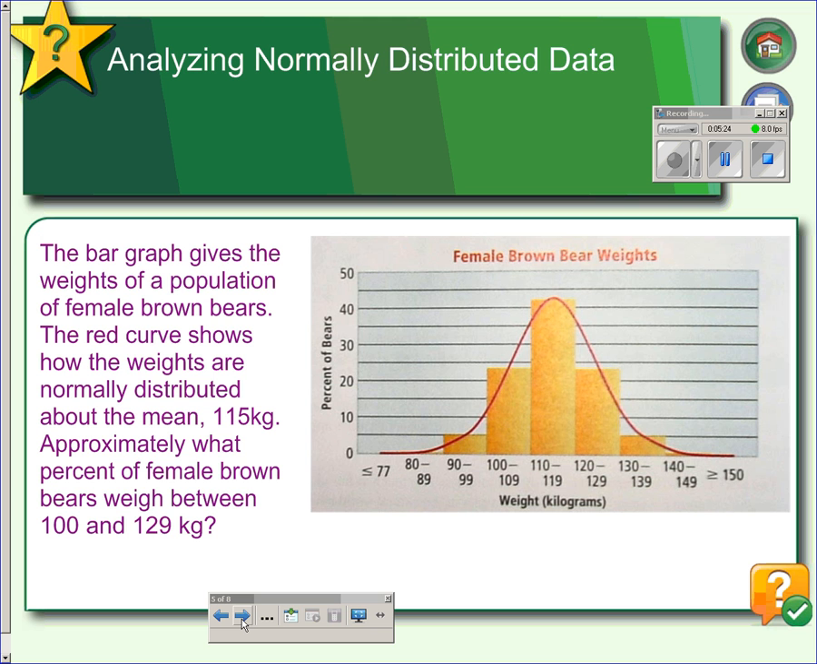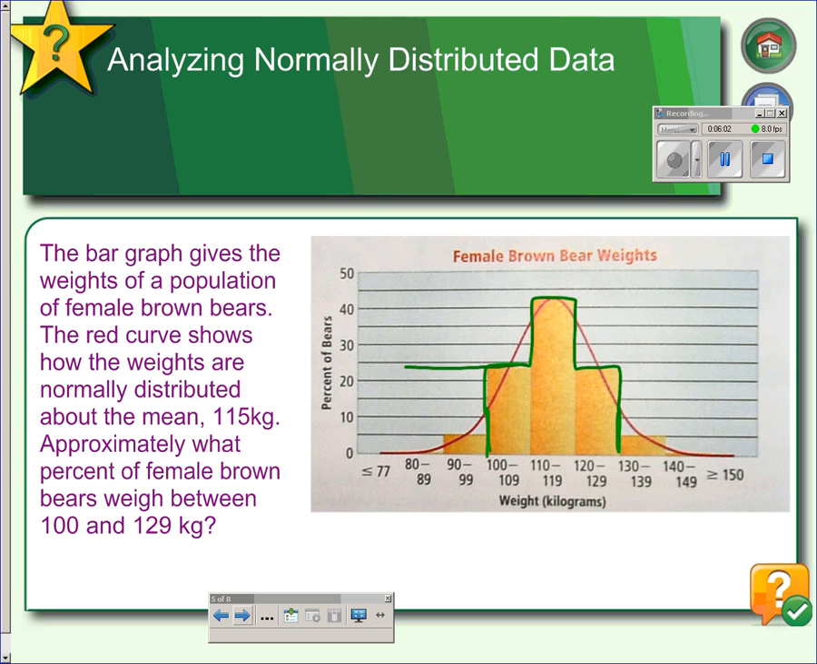So here's an example involving brown bears. This bar graph gives the weights of a population of female brown bears. The red curve shows how the weights are approximately normally distributed around the mean, and the mean is 115 kilograms. Approximately what percent of female brown bears weigh between 100 and 129 kilograms? So here's 100. Here's 129.